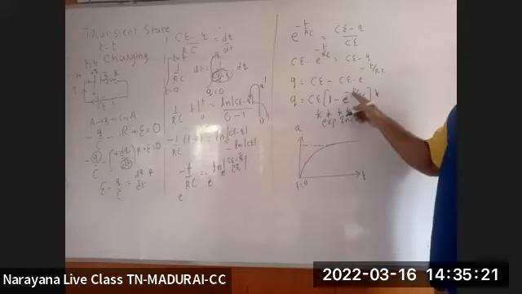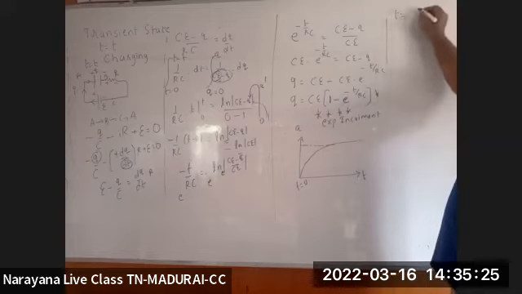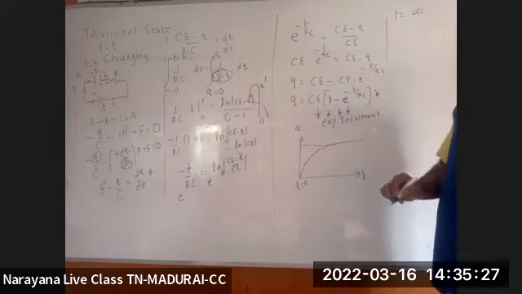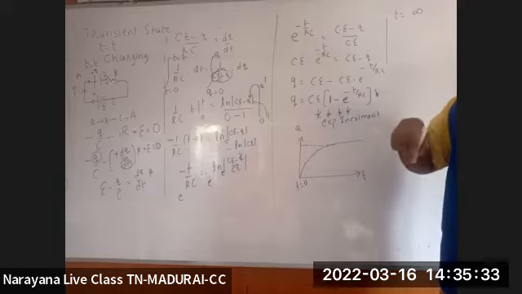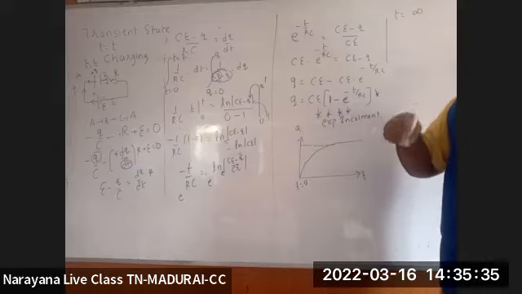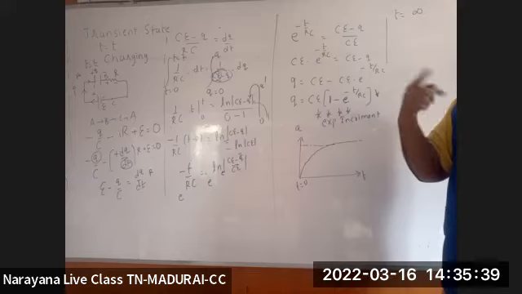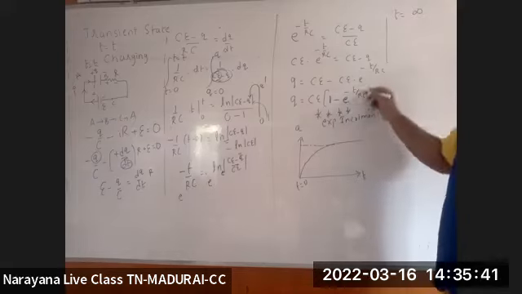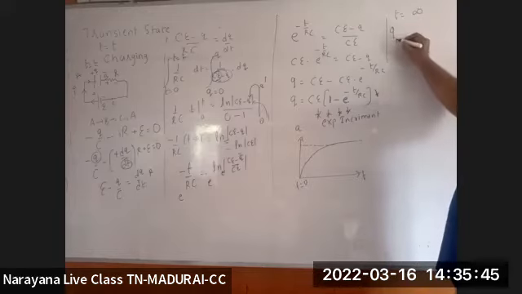After a long time, if you put t equal to how much? Infinity. If you put e power minus infinity, e power minus infinity means 1 by e power plus infinity. e power something power infinity means infinity. 1 by infinity means what? 0. So this total term becomes 0. Understood? So what is the charge after a long time?